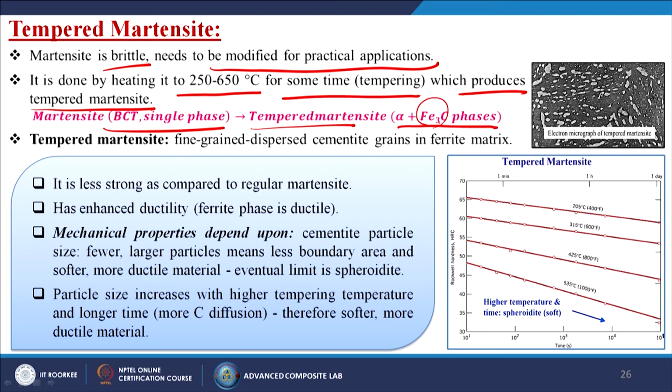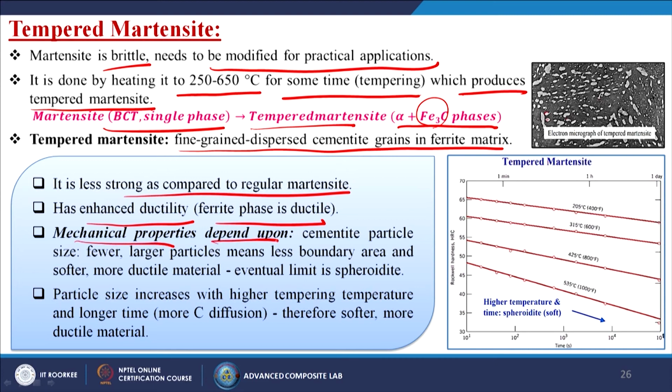Fe3C is nothing but the cementite. Tempered martensite has fine-grained dispersed cementite grains in a ferrite matrix. This is the electron micrograph of the tempered martensite, where you can find the fine, small grains of cementite present inside the matrix. It is less strong as compared to regular martensite and has enhanced ductility, as the ferrite phase is ductile over here. So, elasticity kind of properties we can get from here; it is not brittle in nature.